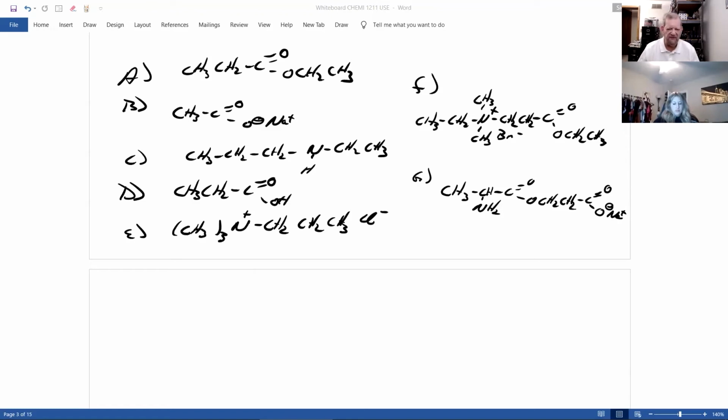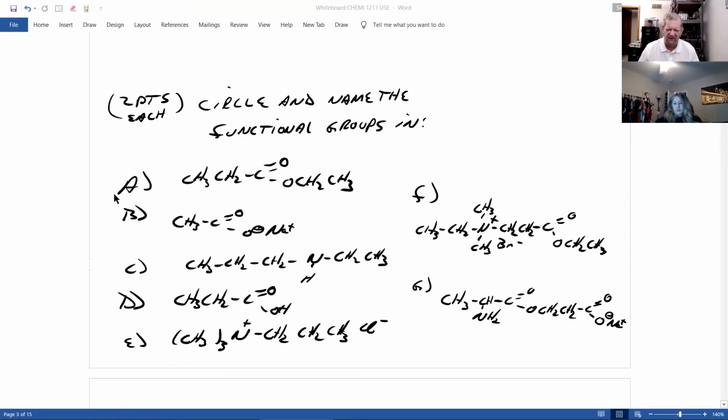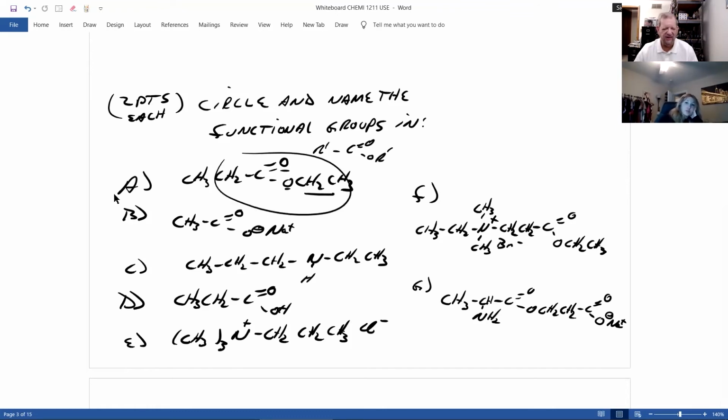Look for what's different. What's not carbon? What's not hydrogen? What's not a carbon-carbon single bond? That's where a functional group will be. If we look at A, we have these oxygens, and we have a carbonyl oxygen. On the oxygen, we have carbons, and on the carbonyl, carbons. And this is an ester. And if you have one or less carbons than what I have, that's okay.